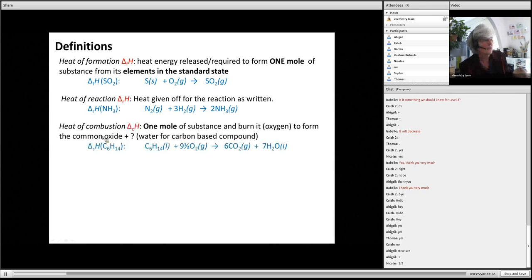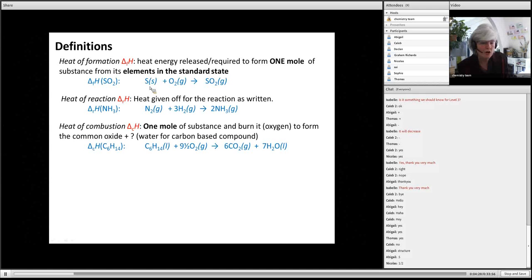Okay, heat of combustion is always 1 mole of the substance on the left-hand side reacting with oxygen to form the usual products on complete combustion. So if it's a hydrocarbon like octane or methane or something like that, it's always carbon dioxide and water. This is an example of a combustion reaction, the combustion of sulfur: sulfur burning in oxygen to give SO2.